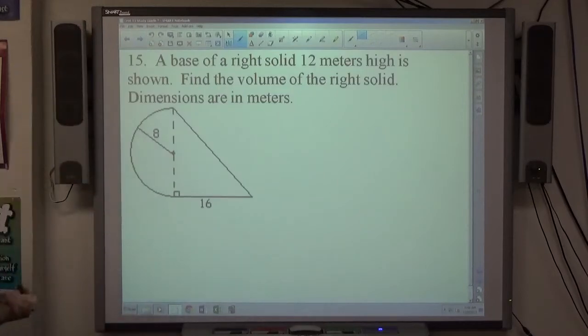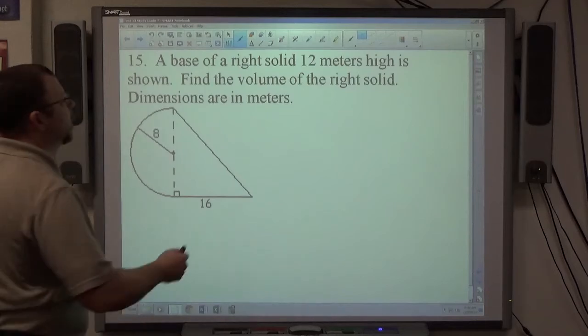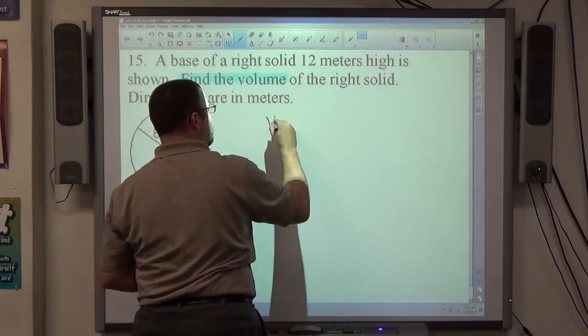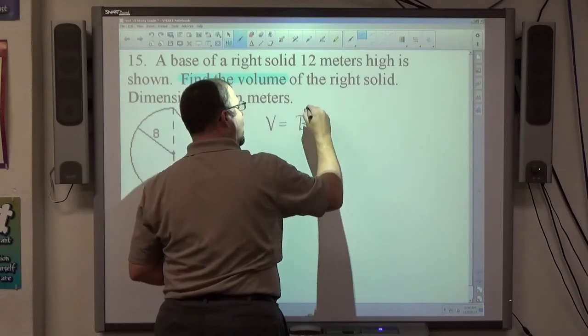Number 15. A base of a right solid 12 meters high is shown. Find the volume of the right solid. Okay, so the directions are to find the volume. The volume formula that I've given you, area of base times height.